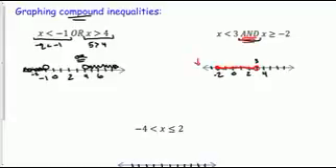If I come down here at -4, while -4 makes this part true, it does not make that part true, so it's not part of my solutions. If I come up here and pick a number like 5, 5 makes this part true. 5 is greater than or equal to -2, but it does not make this part true. 5 is not less than 3. But any number in this span here will make them both true.